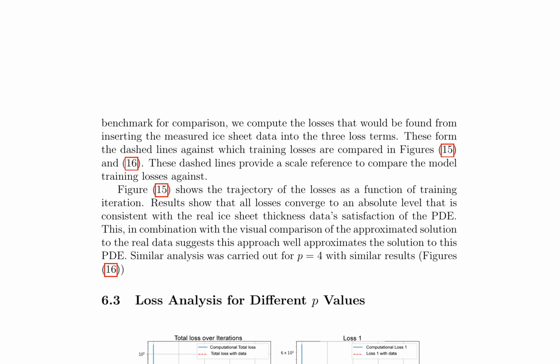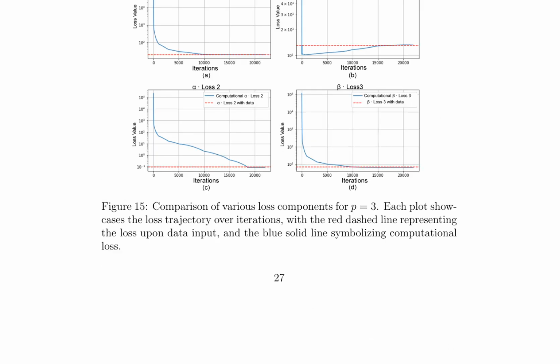Figure 15 shows the trajectory of the losses as a function of training iteration for p equals 3, indicating that all losses converge to an absolute level consistent with the real ice sheet thickness data's satisfaction of the PDE. This, combined with the visual comparison of the approximated solution to the real data, suggests this approach well approximates the solution to this PDE. Similar analysis was carried out for p equals 4 with similar results in Figure 16.